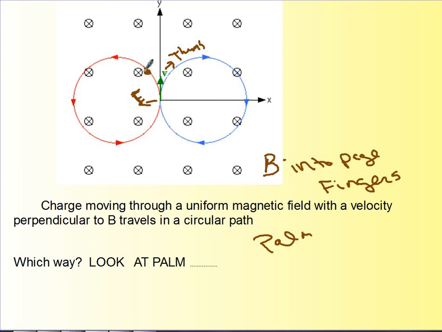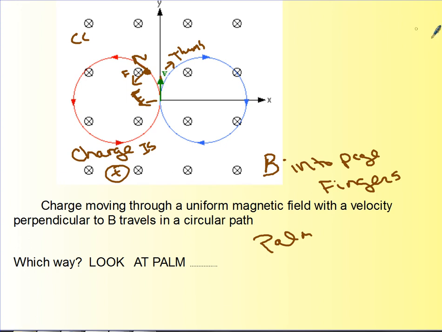So now the velocity is perpendicular. The B is still into the page, and so you have a force going to the center of the circle. So you see, you create this circular path if your charge is positive. So if your charge is positive, it's going to do a circle in this way. Is this clockwise or counterclockwise? Counterclockwise.